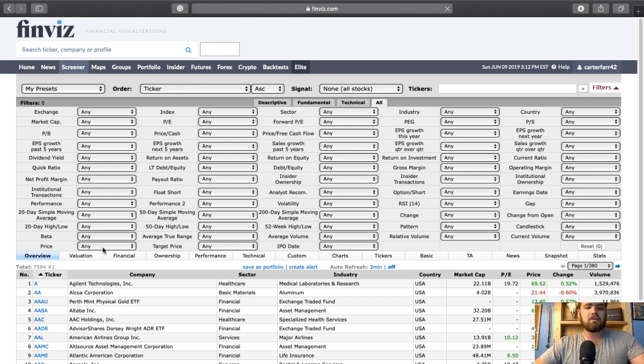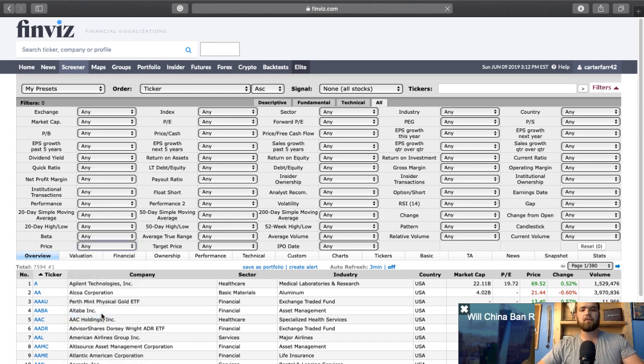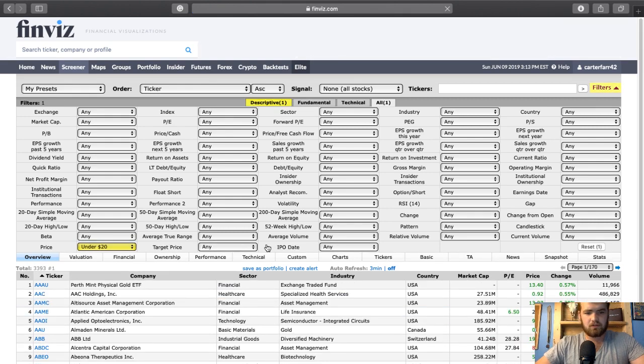The first thing I always like to change is the price, because I like to go under 20, just because this is where I find stocks that have more opportunity and I can really capitalize on the share size here. Once that loads up, my Wi-Fi is a little slow today, but that's alright, no big deal.